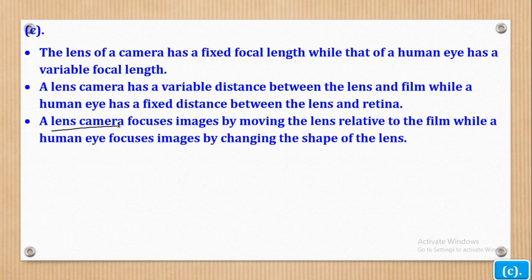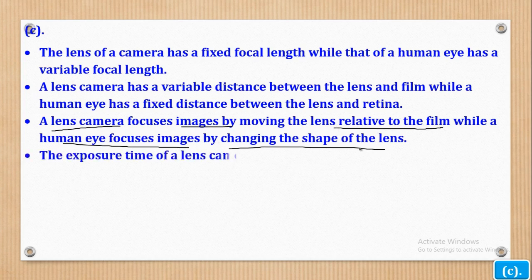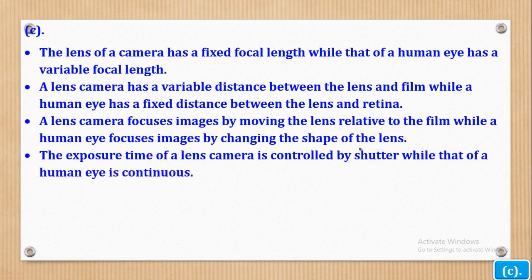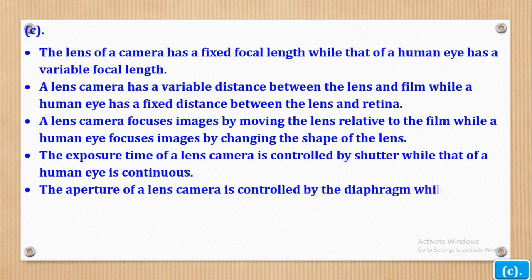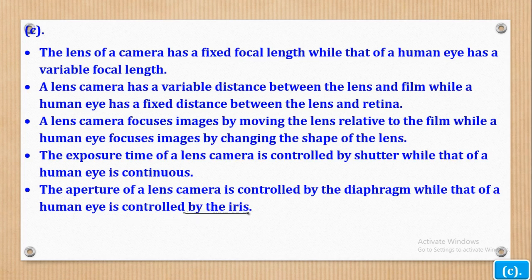Then 3, we shall say that the lens camera focuses images by moving the lens relative to the film, while the human eye focuses images by changing the shape of the lens. Another one is that the exposure time for a lens camera is controlled by the shutter, while that of the human eye is continuous. Then next, the aperture of a lens camera is controlled by the diaphragm, while that of the human eye is controlled by the iris.